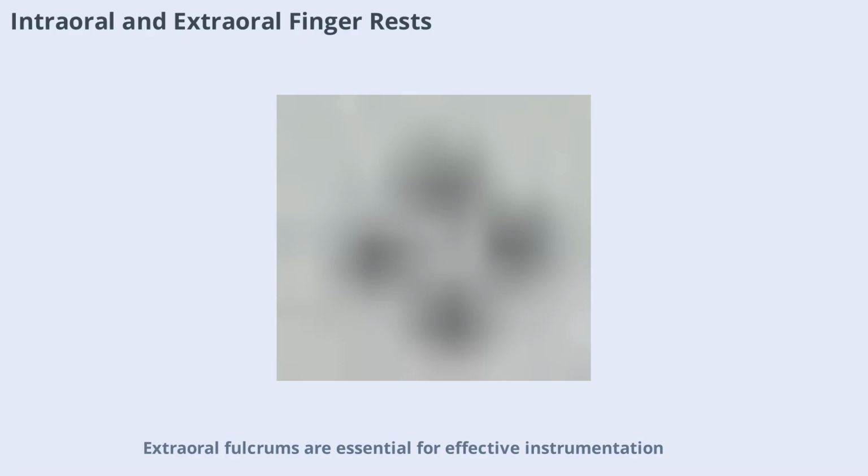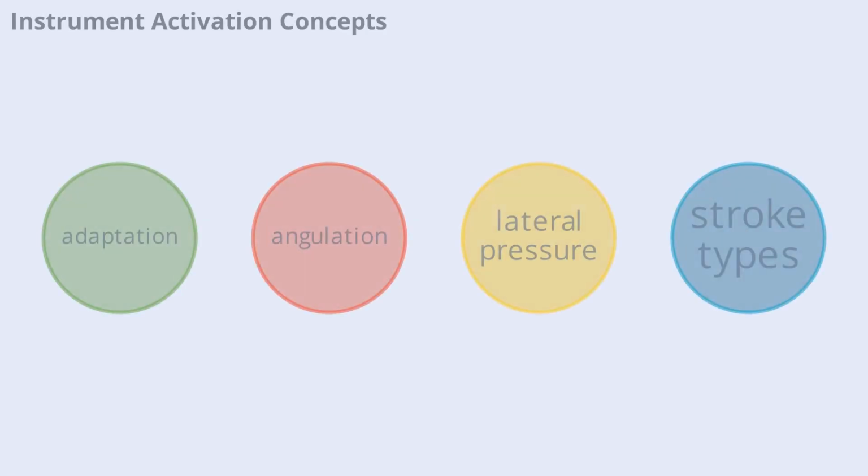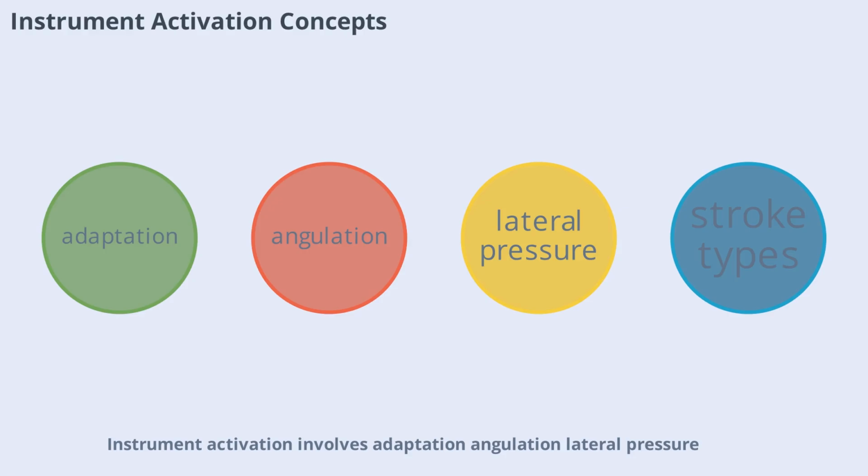Extraoral fulcrums are essential for effective instrumentation of some aspects of maxillary posterior teeth. Techniques include knuckle rest on the cheek, chin-up thumb, and finger-on-finger fulcrum. Each method offers unique advantages for accessing challenging areas. Instrument activation involves adaptation, angulation, lateral pressure, and strokes.